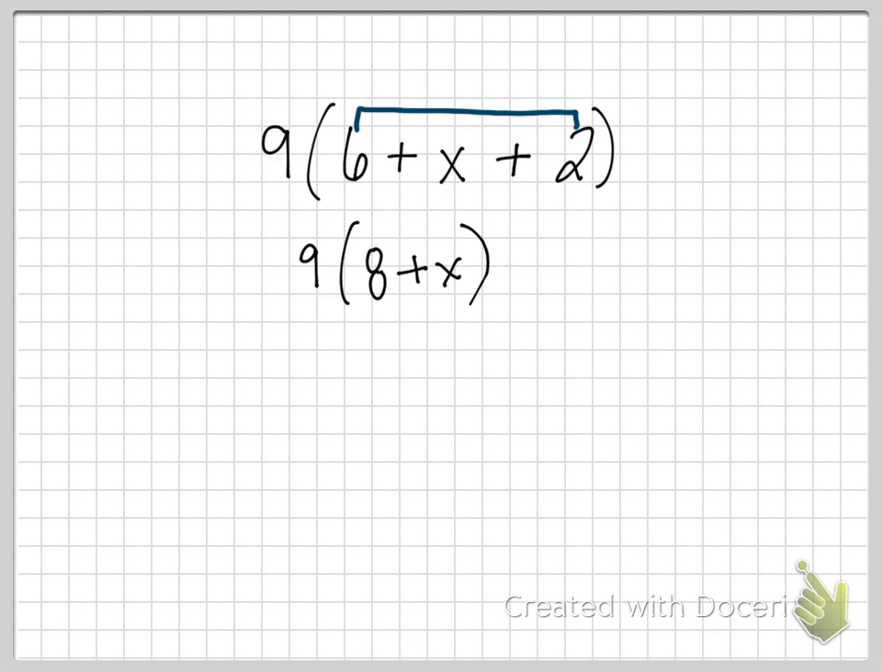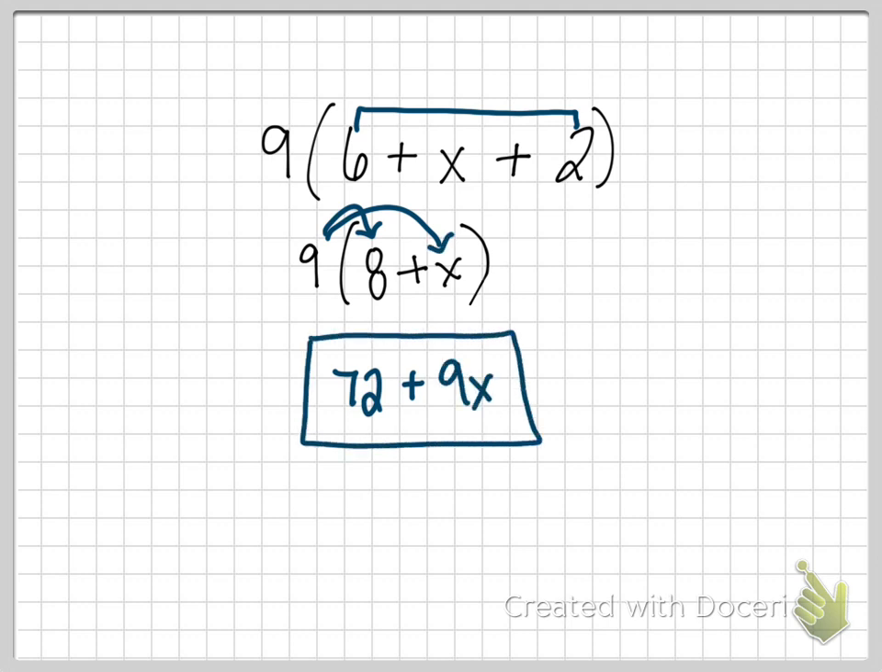Good. And then what'd you do, Hudson? And then I did 9 times 8. Good. 72. And then plus 9x. Perfect. 72 plus 9x. Now, the other way you could do this would be to do what?